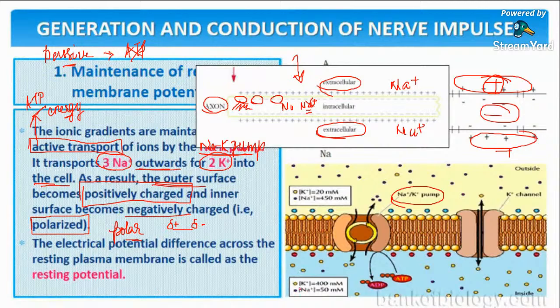So the electrical potential difference across the resting plasma membrane of the axon, you will call it the resting potential. So guys, this is how it becomes positive and negative. The sodium potassium pump pumps out 3 sodium ions outwards and 2 potassium ions inwards. So the concentration of potassium ions inside the axon keeps on increasing, whereas the number of sodium ions outside keeps on increasing. So outer becomes positive, intracellular matrix becomes negative.